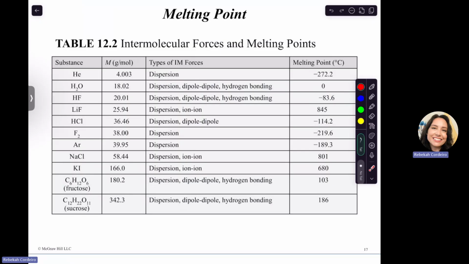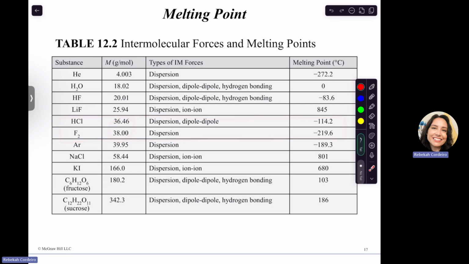So if you look at just a couple that have maybe a similar mass, like these two have a similar mass. Dispersion versus dispersion plus dipole-dipole, look at the difference in the melting point there. So we increase our melting point by almost 100, just by adding the extra dipole-dipole, even if the masses are about the same.